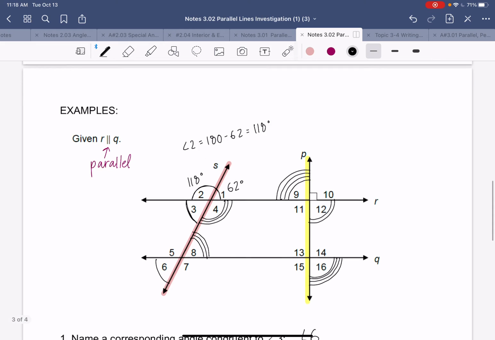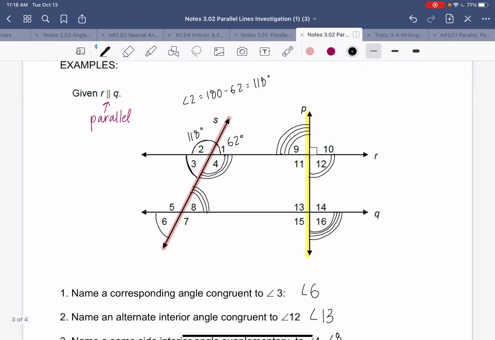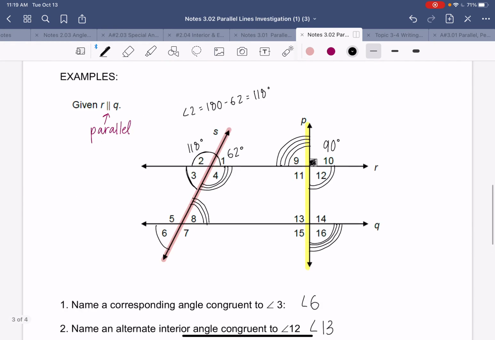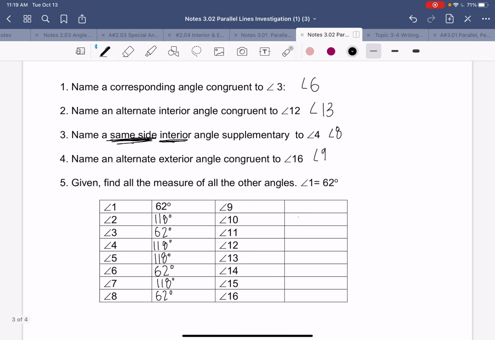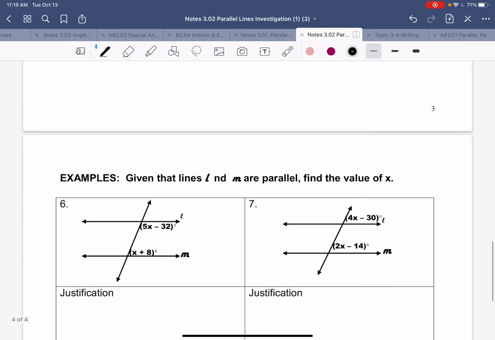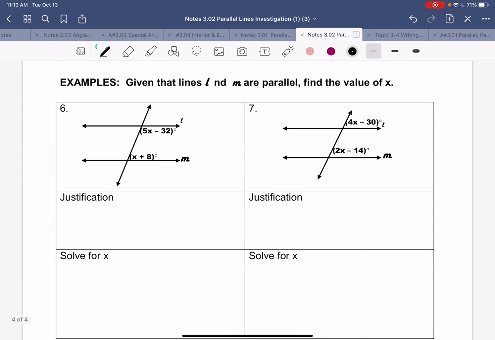All right. I want you to do all the angles that are with transversal P, but notice this square right here. This square tells us that it is 90 degrees. This should be a very, very easy example to do. All right. Given that lines L and M are parallel, find the value of x.